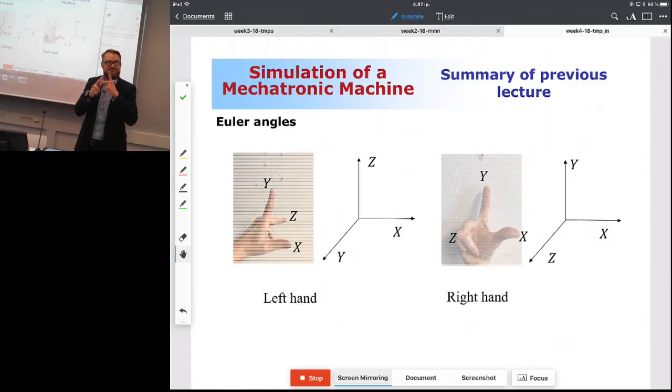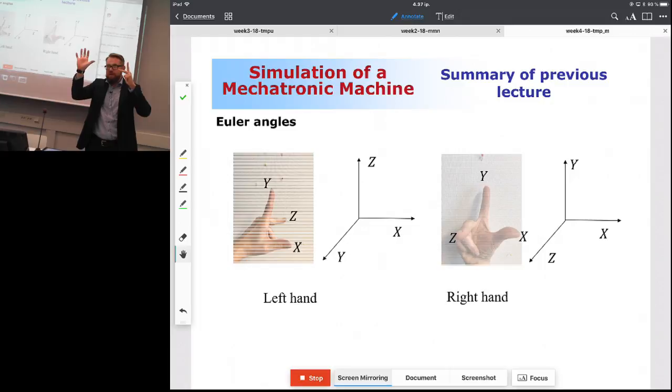Index. What's this one? Middle one. Yeah, the middle one, the middle finger. So the thumb is X, index is Y, middle one is Z. So that's the coordinate system. That is a left-hand coordinate system. Positive direction is defined by your right hand.